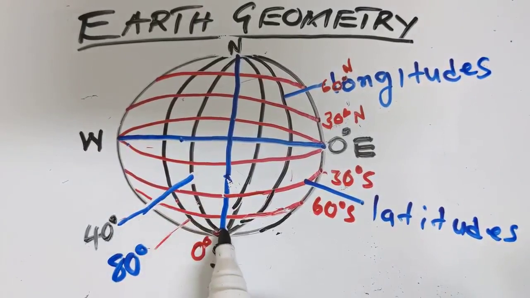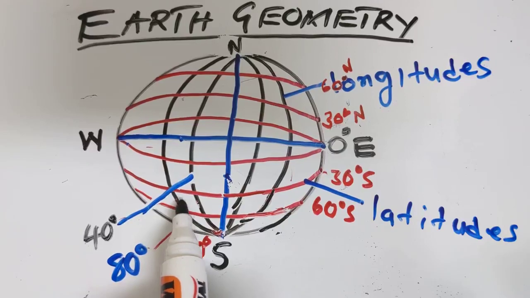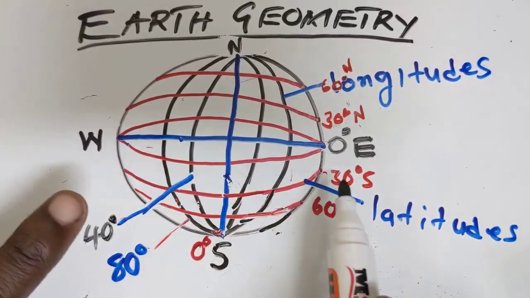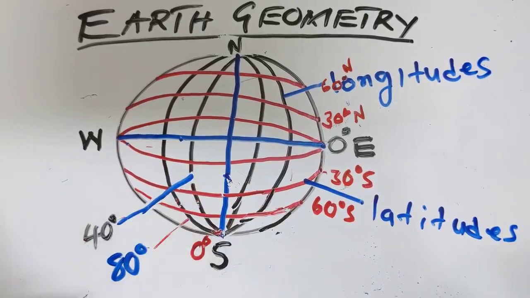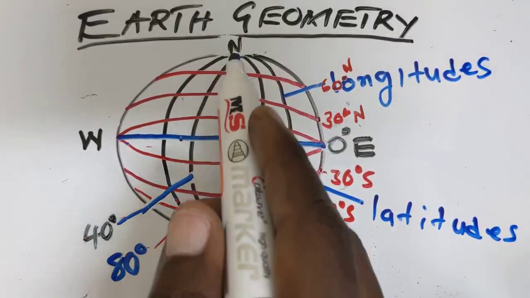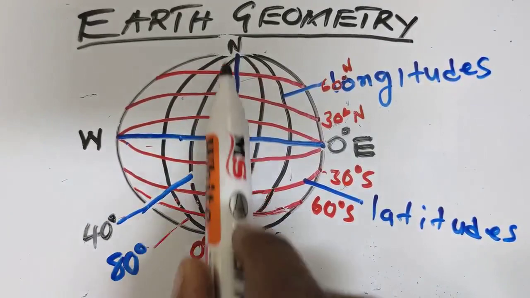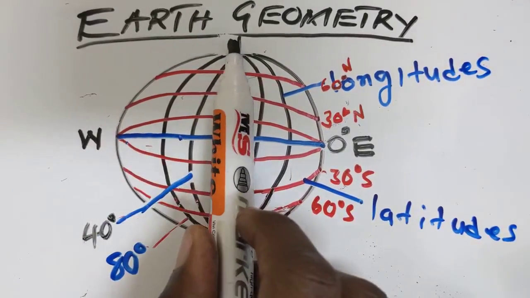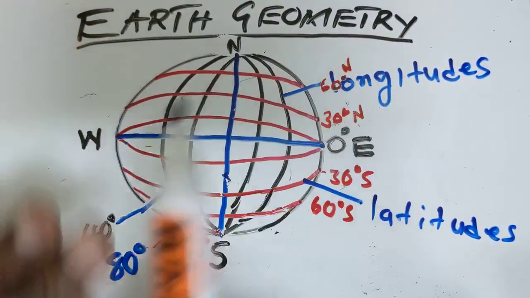So I said that starting from here it is 0. So this one 40, the other one 80, 40, 80, like that. It increases as it goes wider. So this one is 40, this one is 80. I'm sure you're able to see. So the longitudes are demarcated by the Greenwich meridian, and it demarcates between the west and the east.